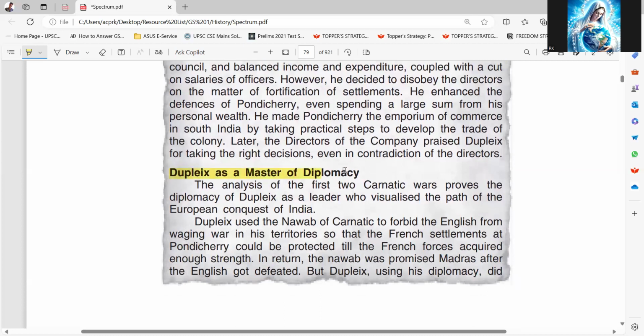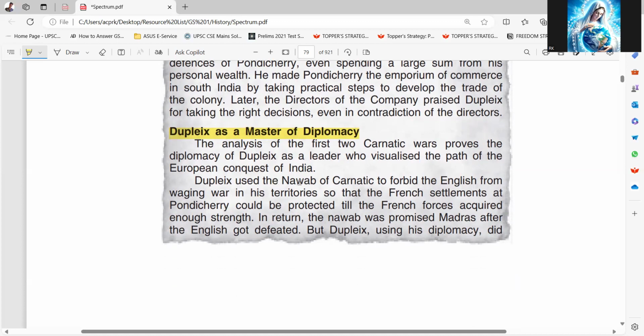Dupleix as the master of diplomacy. The analysis of the first two Carnatic Wars proves the diplomacy of Dupleix as a leader who visualized the path of European conquest of India. Dupleix used the Nawab of Carnatic to forbid the English from waging war in his territories so that French settlements at Pondicherry could be protected till the French forces acquired enough strength.